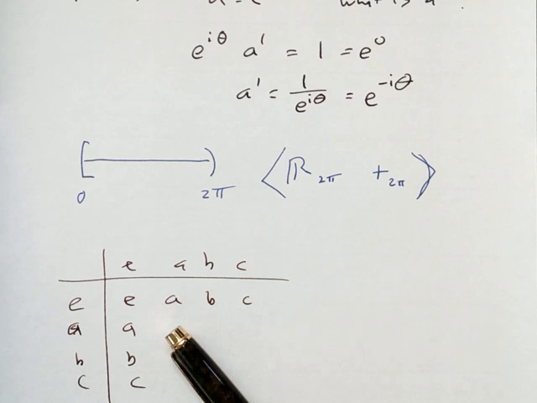Every one of these examples has been abelian. What do they look like when they're not? We'll talk about that on Tuesday.